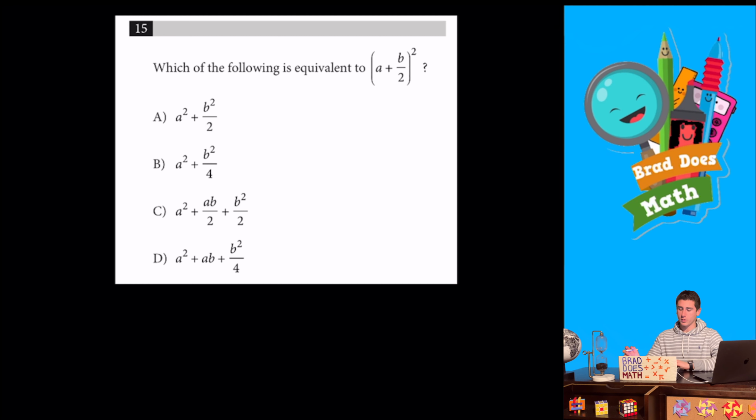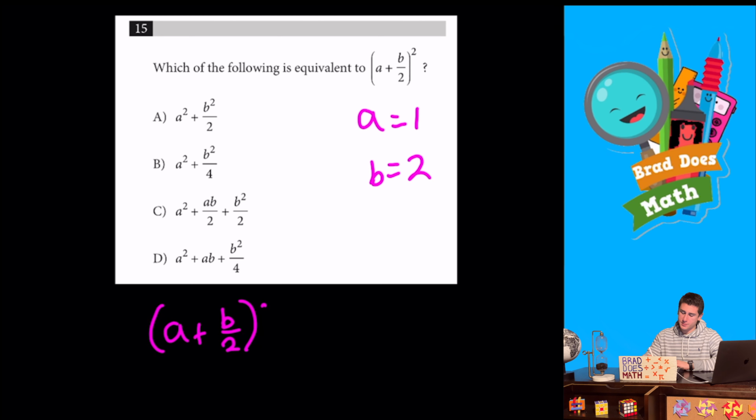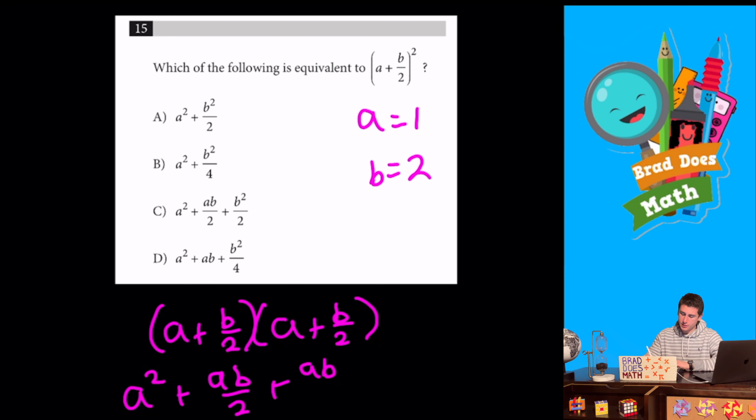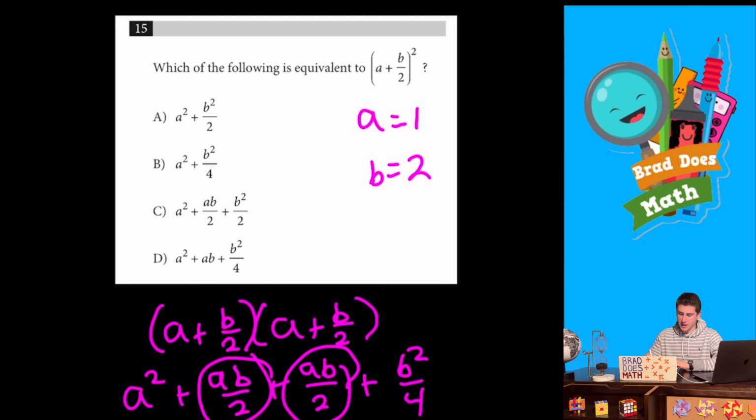Lastly, which of the following is equivalent to (A plus B over 2) squared? We could FOIL, we could make up numbers for A and B. So I could say A equals 1, B equals 2, or I could just FOIL. I'm going to FOIL it here. So don't forget, you cannot distribute that exponent to the 2 terms. Big mistake people make. So FOIL, A times A is A squared. The outers give you AB over 2. So do the inners. And the lasts give you B squared over 4. AB over 2 plus AB over 2, half of AB plus half of AB gives you a full AB. D.